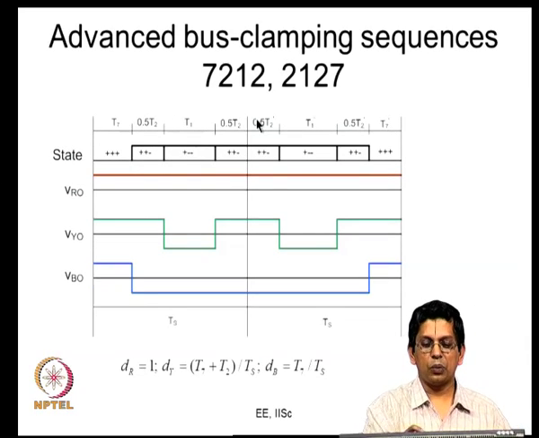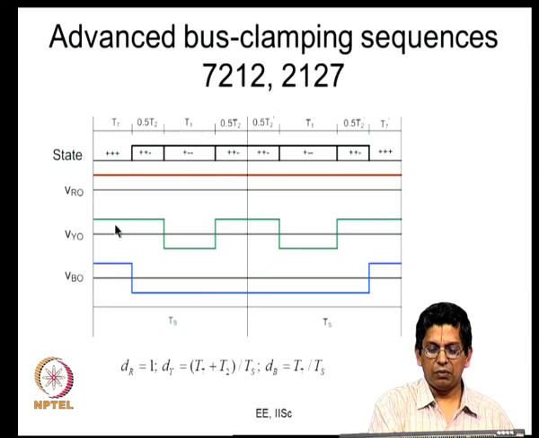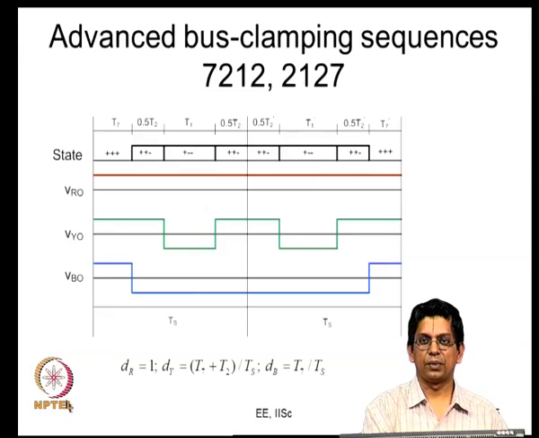Similarly, if you look at the sequence 7, 2, 1, 2, here R does not switch at all, so the duty ratio is 1. What is the Y phase duty ratio? It is T7, which is basically Tz, plus 0.5 T2 plus another 0.5 T2, divided by Ts. So it is T7 plus T2 by Ts. What is the duty ratio of B phase? It is T7 divided by Ts. Here again this duty ratio is the same as your duty ratio of 7, 2, 1, 2, 7. The same thing can be said about 2, 7, 2, 1 also.